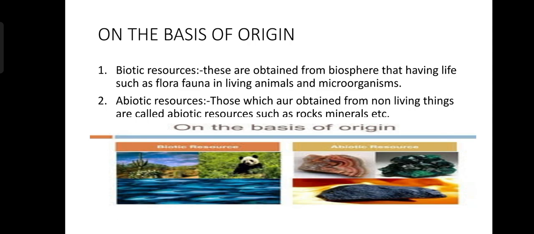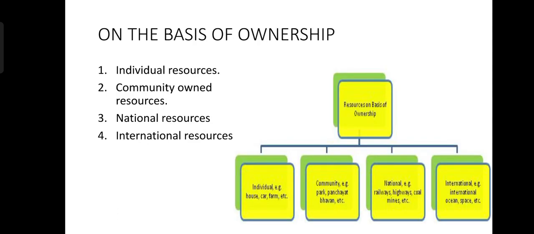In this picture, you can also show students that there is vegetation, water, a panda. On the other hand, abiotic resources are rocks, minerals, and gems such as gold, silver, and diamonds. These are abiotic resources. Students will be able to understand biotic and abiotic resources. Biotics are those which have life, and abiotic are those which don't have life.